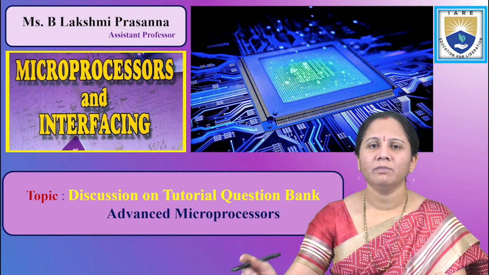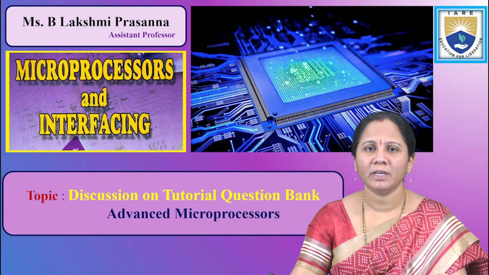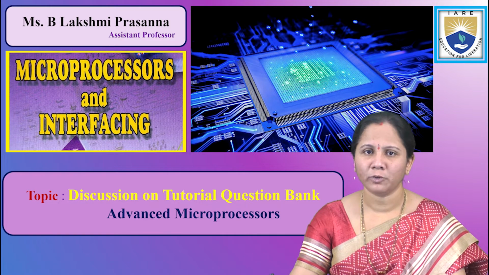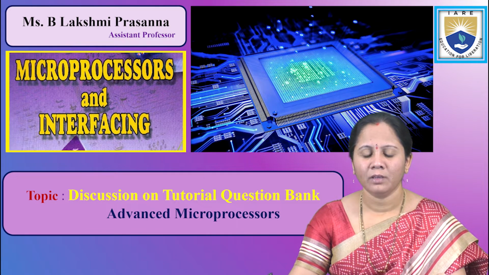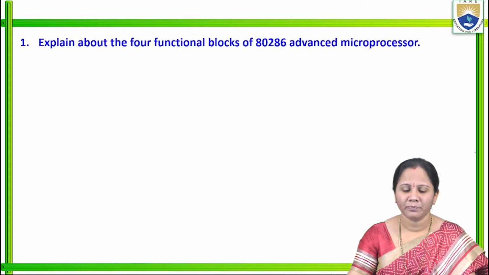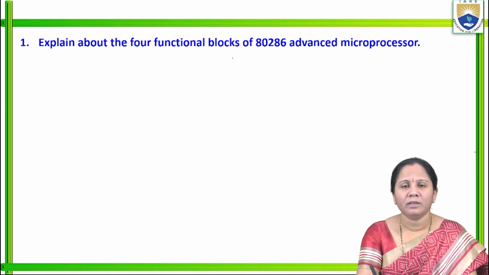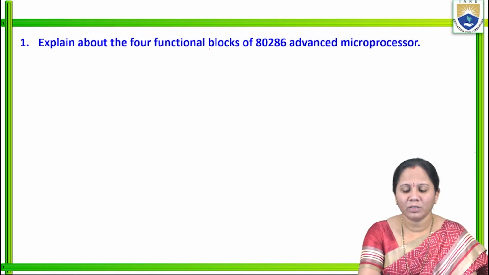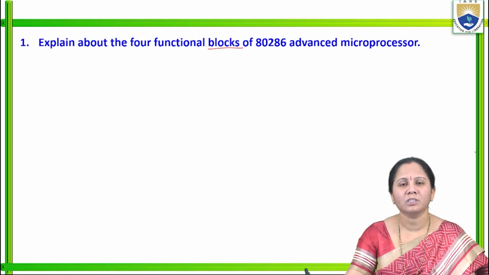In this session, we will discuss the question bank related to Module 4, that is Advanced Microprocessors. So first we will see Part A, that is Problem Solving and Critical Thinking Questions. Here the first one is: explain about the 4 functional blocks of 80286 Advanced Microprocessors.